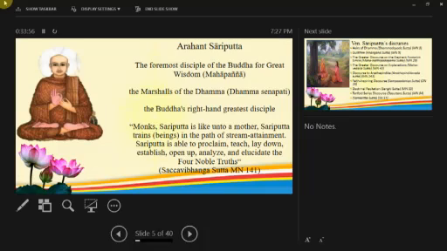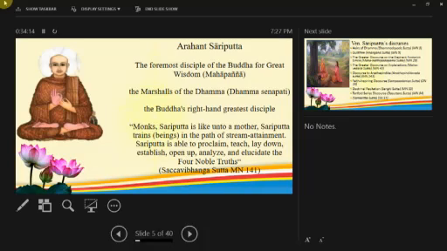This is one incident recorded in the Tripitaka to show how compassionate Venerable Sariputta was. There is so much to learn from Venerable Sariputta's life story.